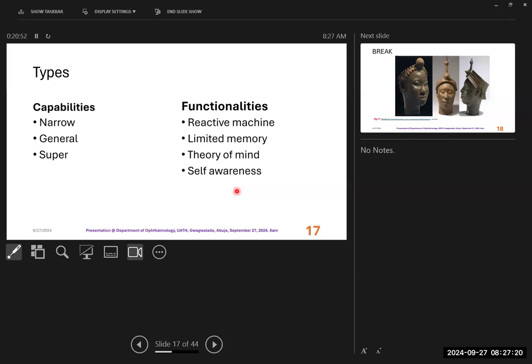When I say narrow, you can say they have not matched or surpassed human intelligence. But when you are talking of general AI, they are already surpassing human intelligence. Then super AI is like those things you see in fiction, in films; they are yet to exist, something like that. Then reactive machine.